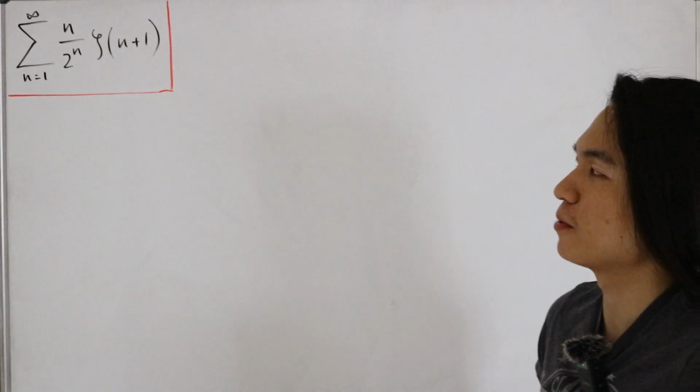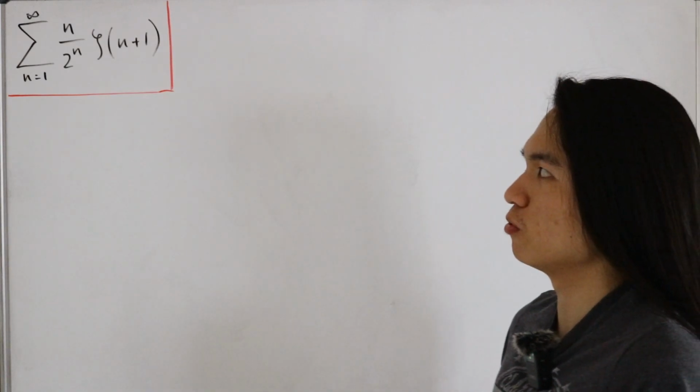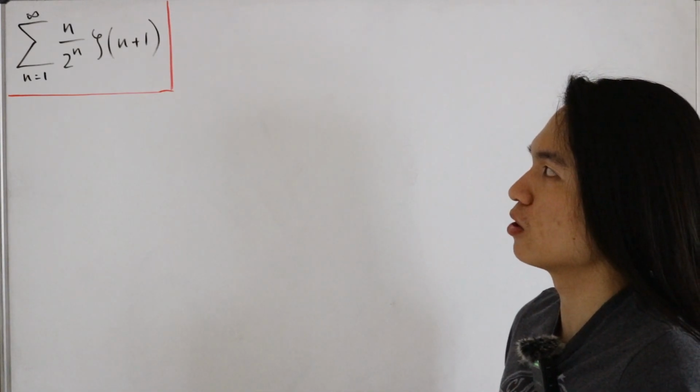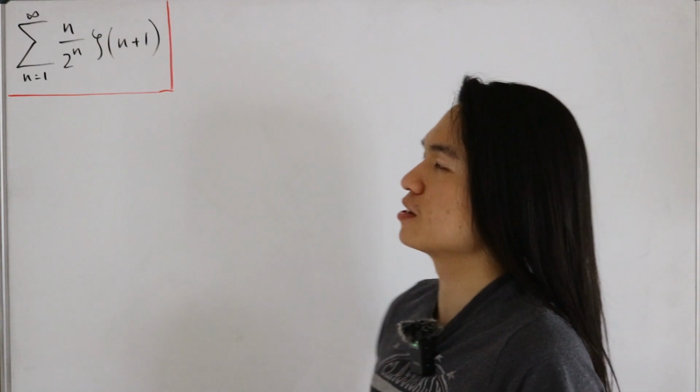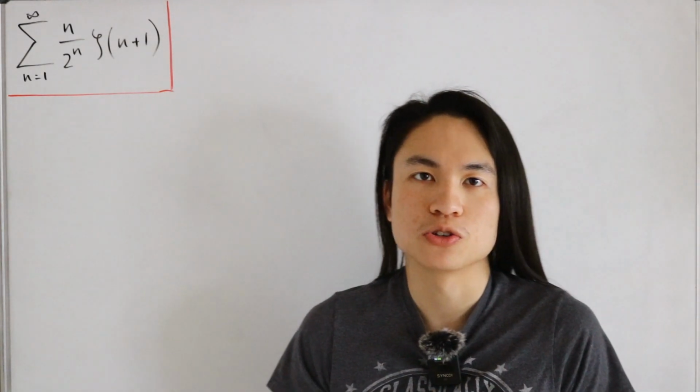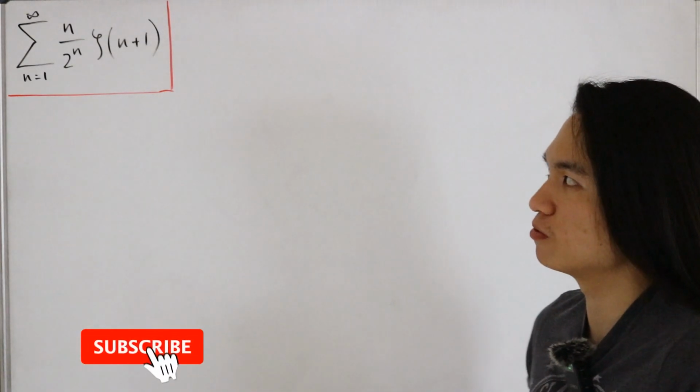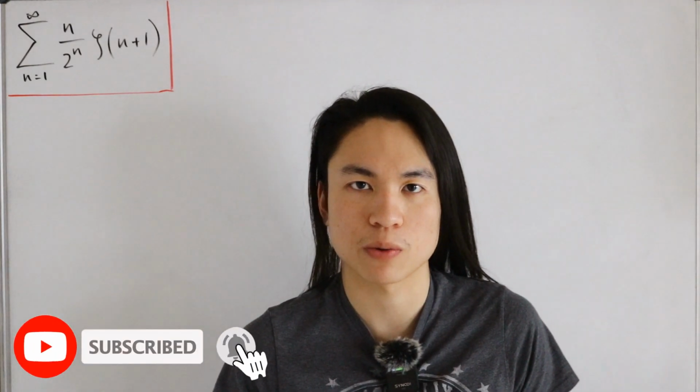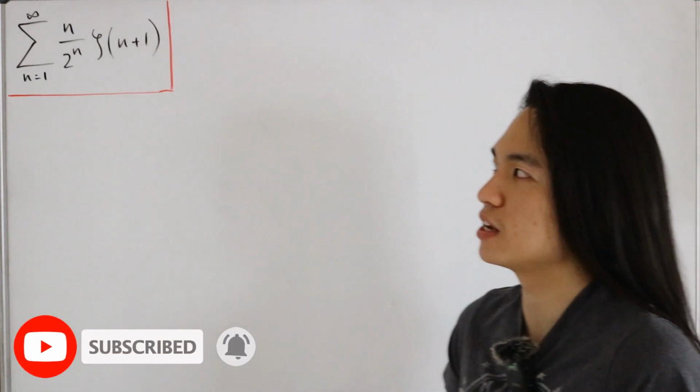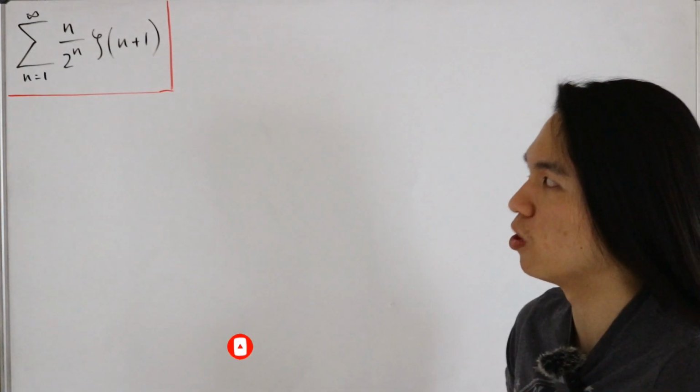What we want to do is evaluate this nice little form: find the value of the following infinite series that utilizes the Riemann zeta function. So we have the infinite sum from n equals 1 to infinity of n divided by 2 to the power n, multiplied by the Riemann zeta function evaluated at n plus 1.